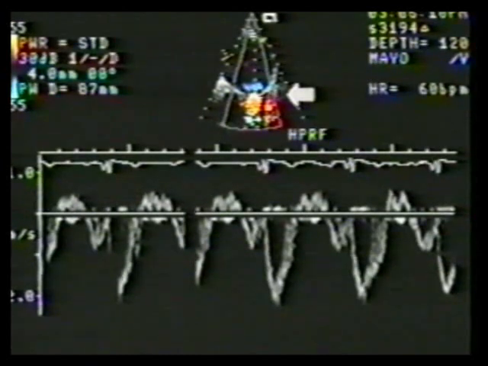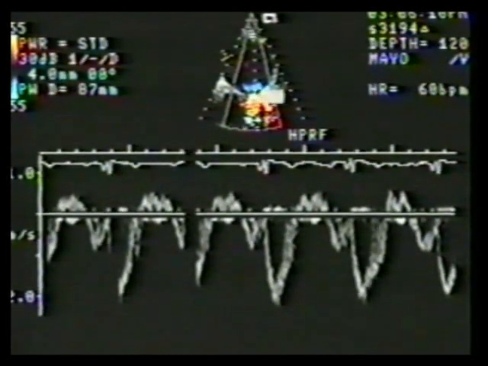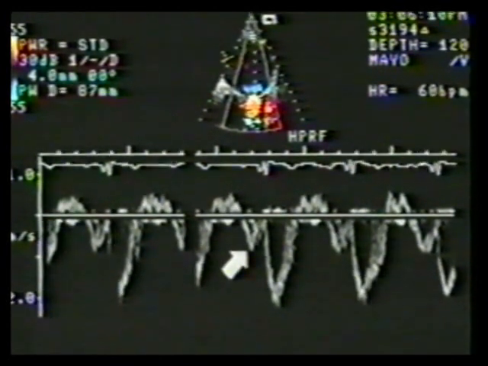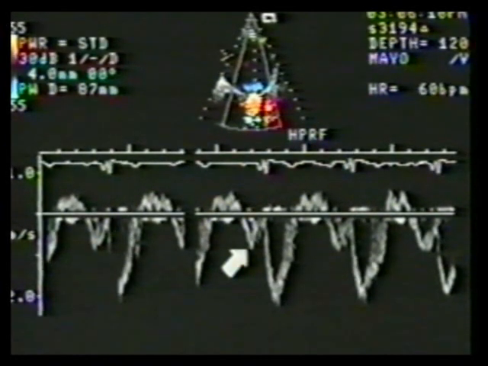Converting to pulsed wave mode, the sample volume is placed in the pulmonary valve orifice. The diastolic forward flow is clearly identified. In real time, you can hear this late diastolic component of forward flow.